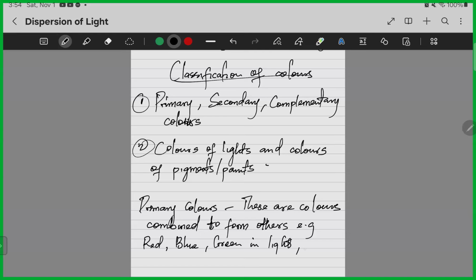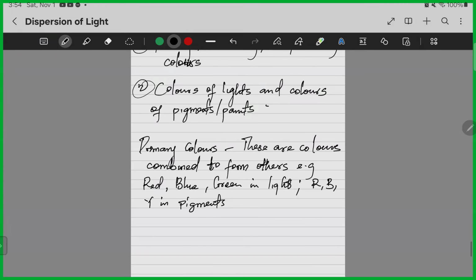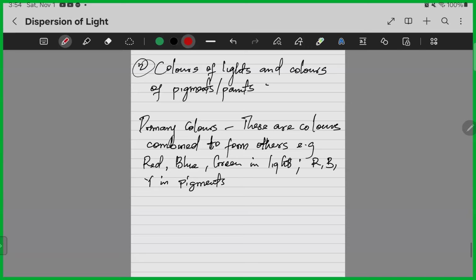And you can have red, blue, and yellow in pigment. That's a different level. But the common one, you already know, red, blue, and green. You can choose to stop there when you're defining. But when you want to talk about pigments, the primary colors there are red, blue, and yellow. So, secondary colors.